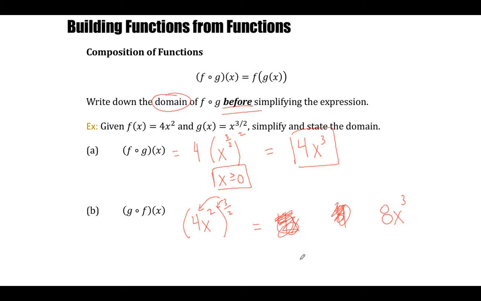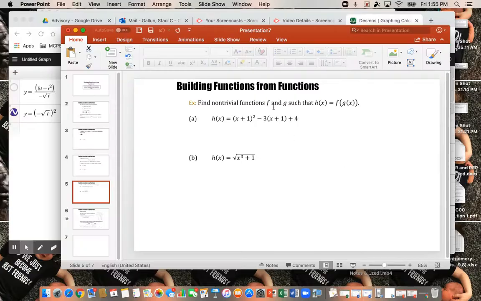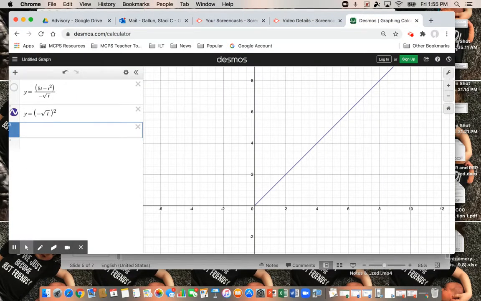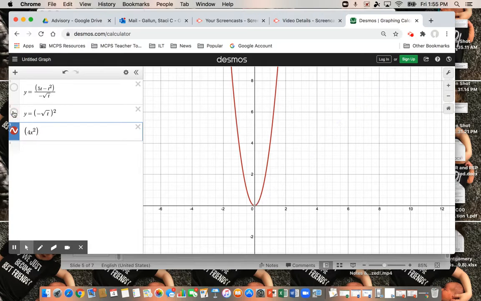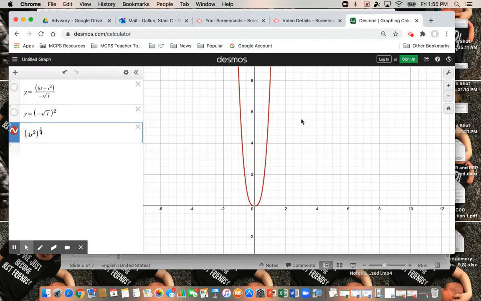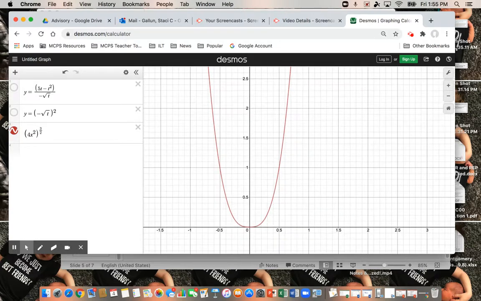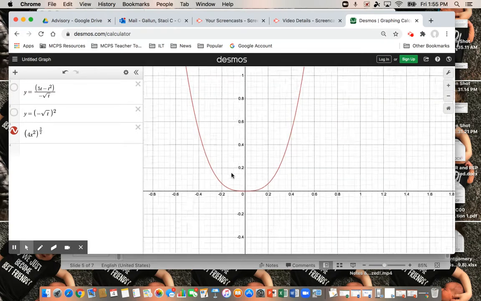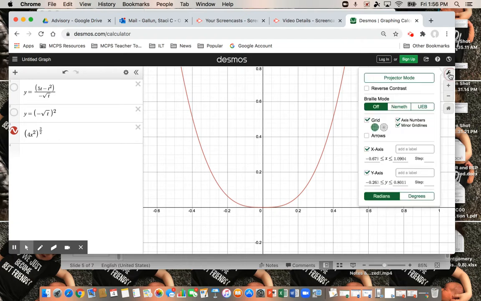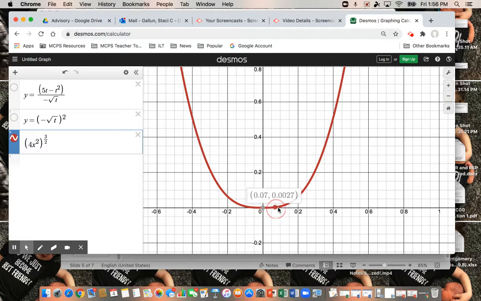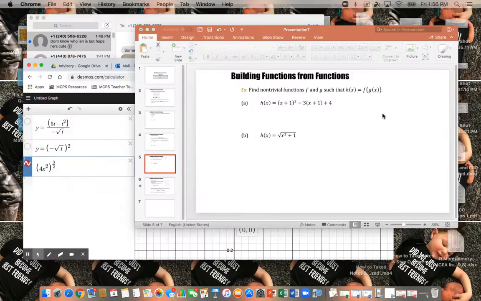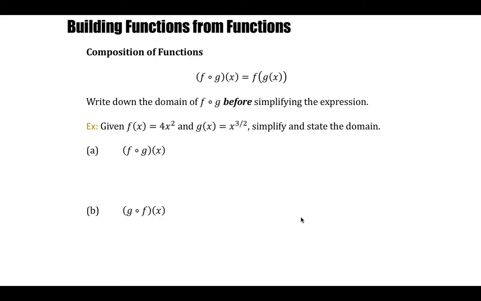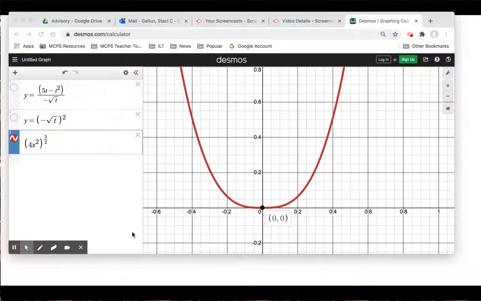Well, what happens here? Let's graph this. So what were my two functions? 4x squared. What was it to the 3/2 power? Are there any restrictions to x? You need it on projector mode. There we go. No, right? So the domain would be all real numbers.